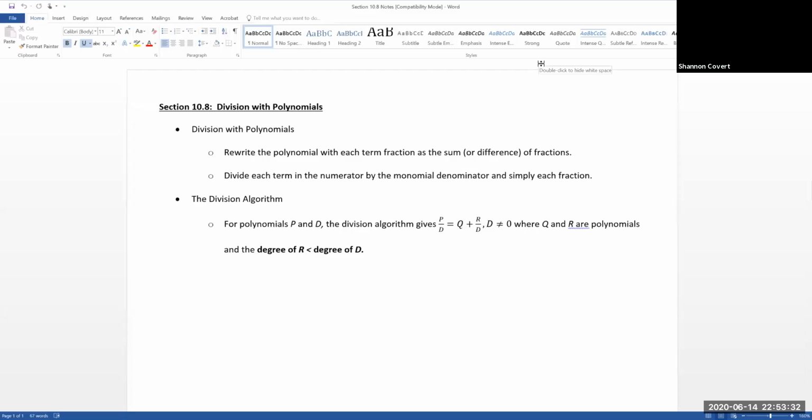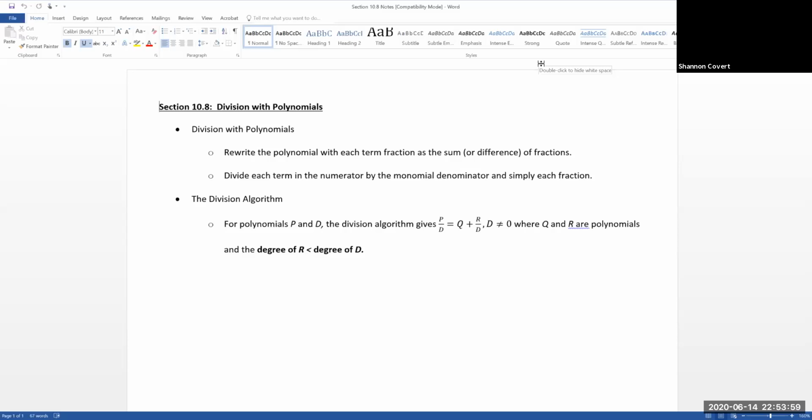Here we will rewrite the polynomial with each term fraction as the sum or difference of fractions. So instead of having one big fraction, we're going to divide it out into individual fractions. And then we will divide each term in the numerator by the monomial denominator and simplify that fraction. So that type of division with polynomials is what's going to happen when we have a monomial denominator.